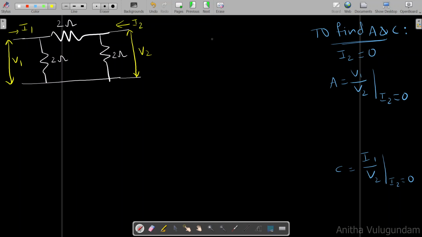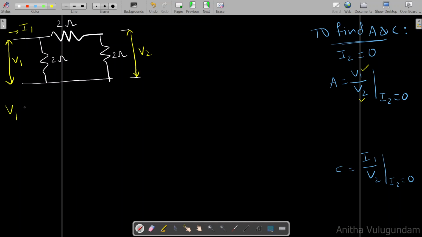To find the values of A and C, I2 should be equal to 0. So when I2 equal to 0, the circuit remains the same, and the voltage across 2 ohms is V2. Let us start finding the value of A. To find the value of A, we need V1 and V2 values.